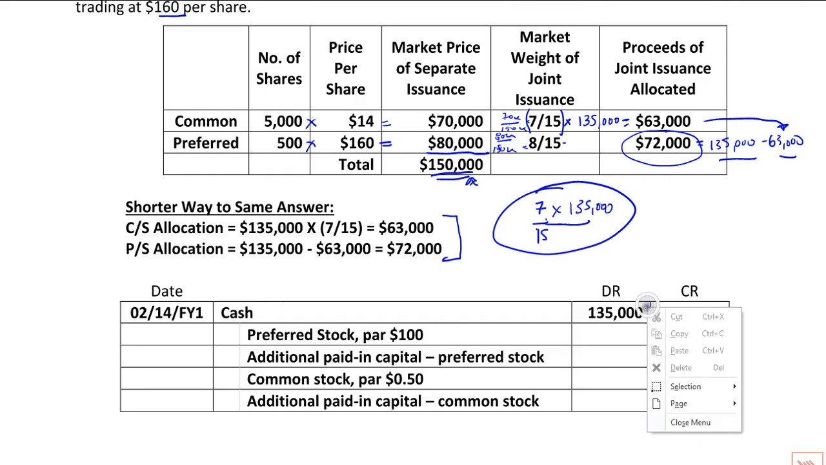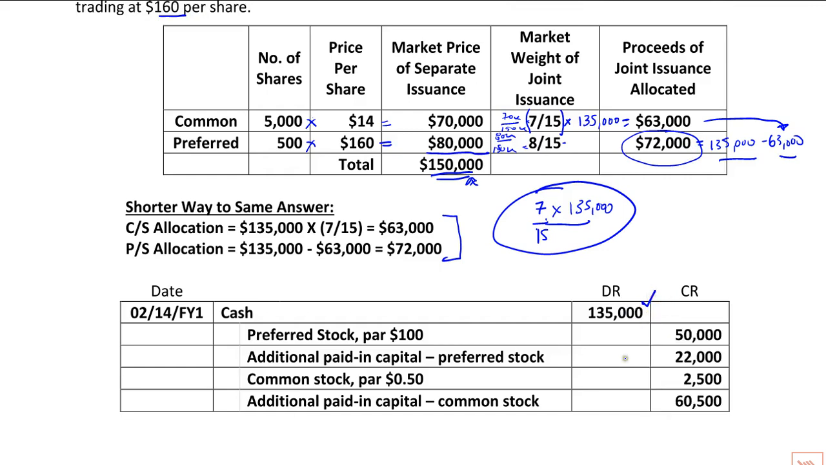So they're issuing all this equity, preferred and common, to receive the 135,000. The journal entry, interestingly enough, this is $100 times 500 preferred shares, and this is 50 cents times 5,000 common shares. So these two you didn't even need to calculate, right? Now, the common stock, right here, this is the 63,000, and this totals to the 72,000.